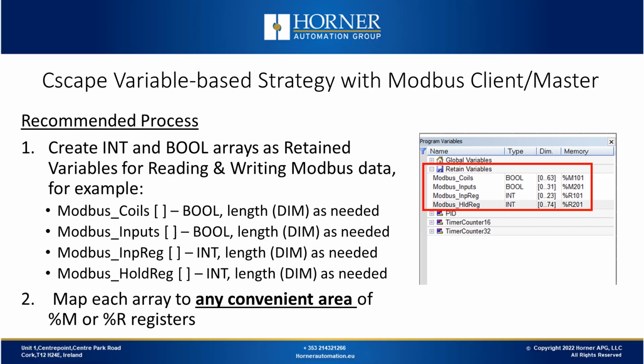Then you would map each of those arrays to a convenient area of your M or R registers. For example, here I mapped the coil starting at M101. I mapped the input starting at M201. Then I mapped my input registers starting at R101 and my holding registers starting at R201. That'll make it easy for me to correlate which piece of Modbus data is going to be mapped to what variable.